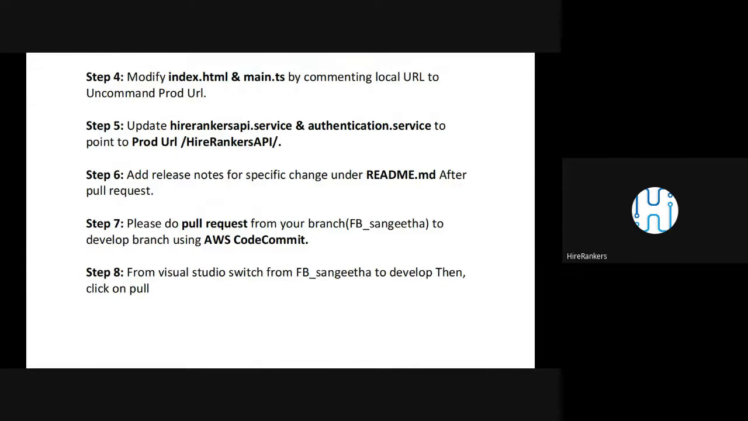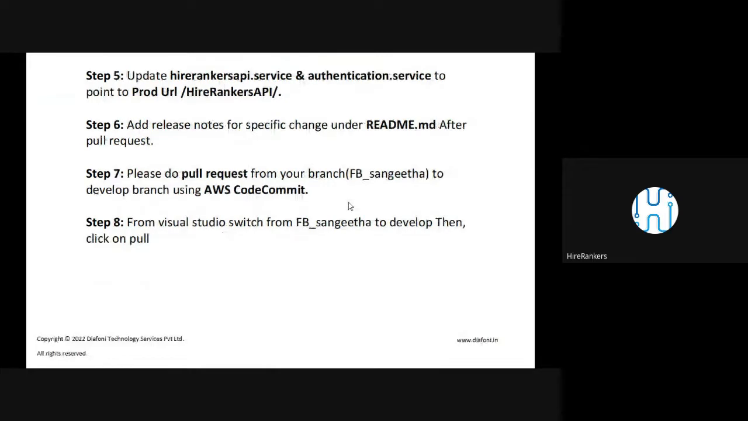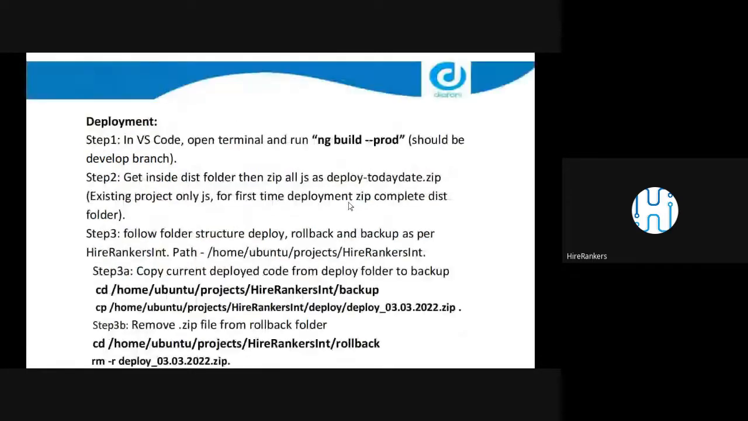Now in Visual Studio Code, switch to the develop branch from our own branch, then click on pull to get the latest develop branch code in our local system to build the dist files. Now we have completed pre-deployment steps. Then we can start deployment steps.